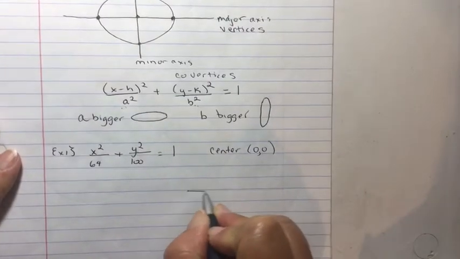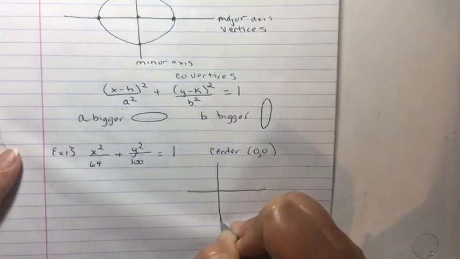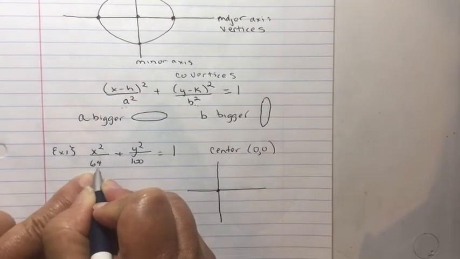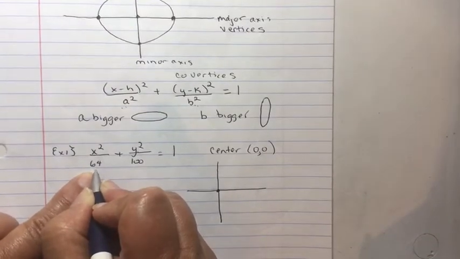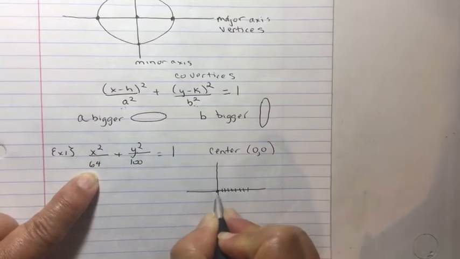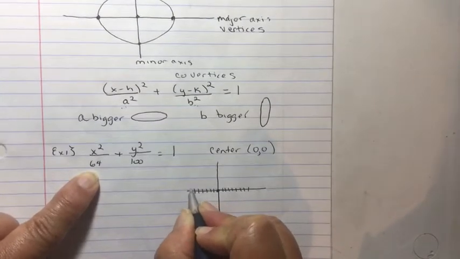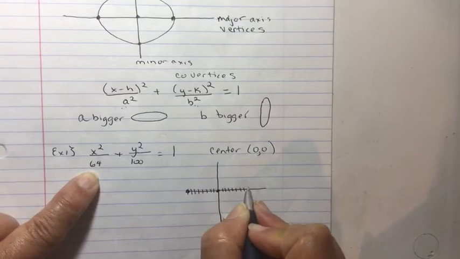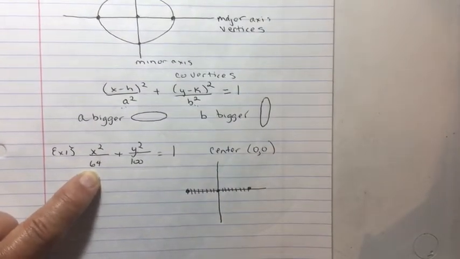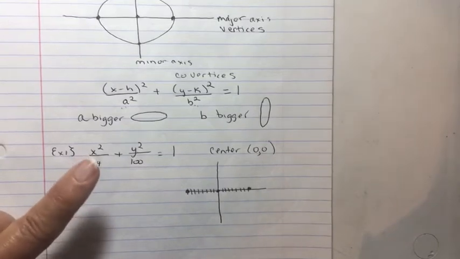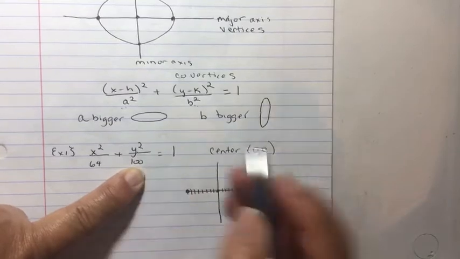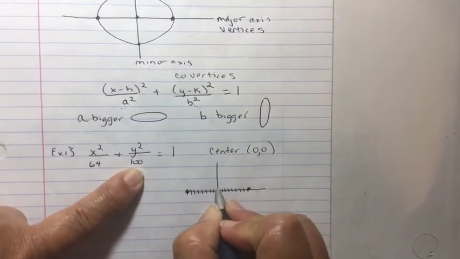Okay, just a real quick sketch here. The center is at 0. On the x, it's going to be the square root of 64, or 8, to the right and to the left. Now think about whether those are the vertices or the co-vertices. Hopefully you said co-vertices, because it goes with the smaller value. The square root of 100 is 10, so in the y direction, you're going to go up and down by 10.